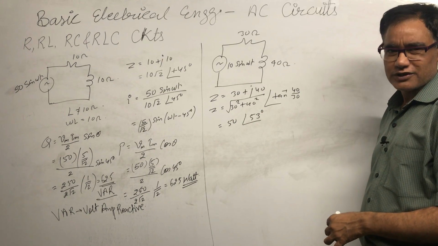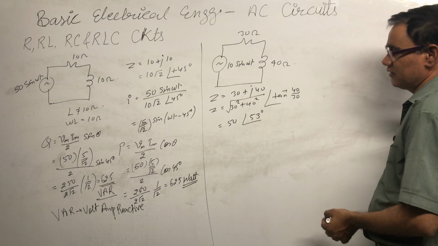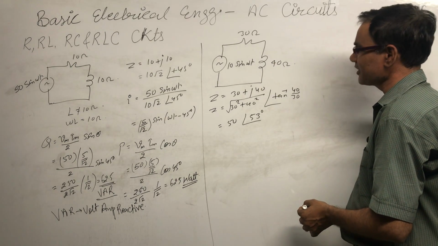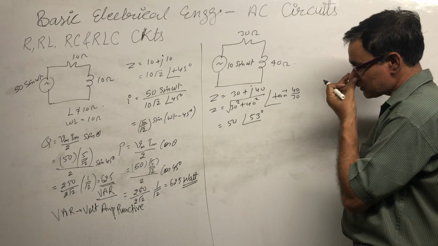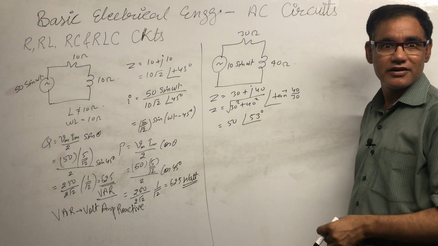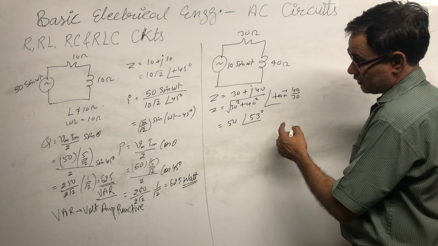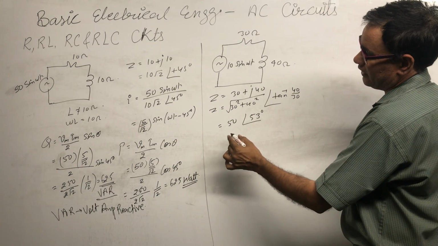The angle is approximately 53 degrees. Otherwise you can calculate it with the help of the calculator; it is 52 point something degrees, approximately 53 degrees. In this way we can find out the impedance.